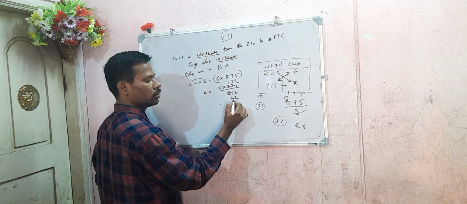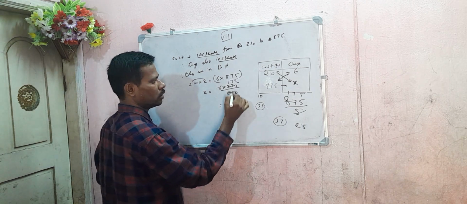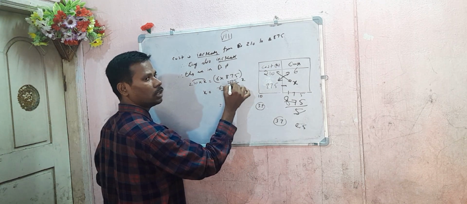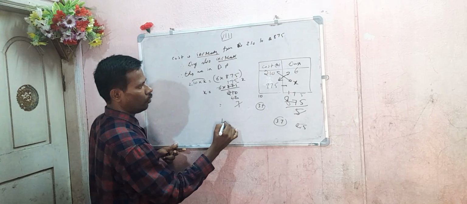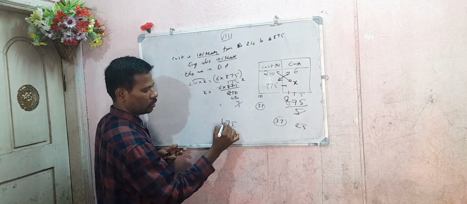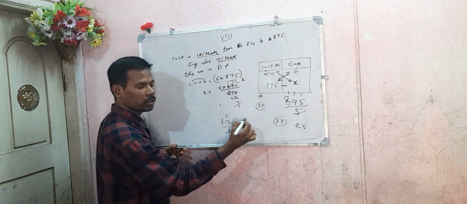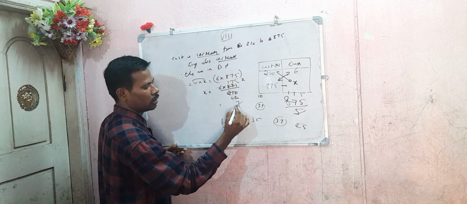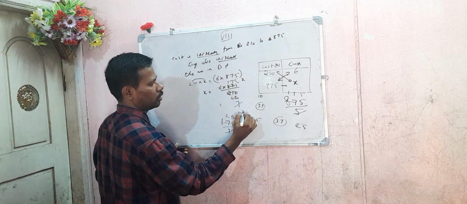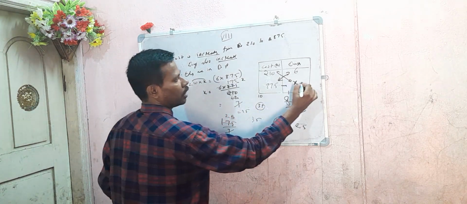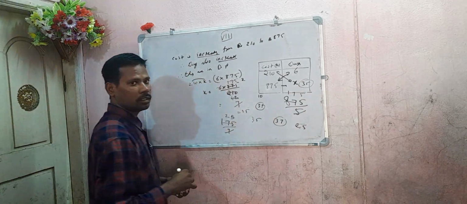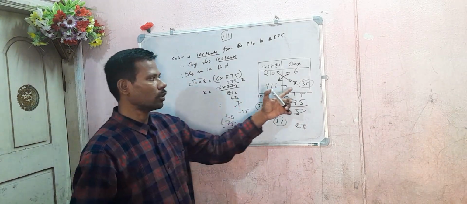Next, 6 1s are 6, 7s are 14. Next, 7 2s are 14. 175 by 7: 7 2s are 14, 3 digits remaining, 7 5s are 35. That is 35. So he has to work for 35 days extra. He has to work for 35 days.